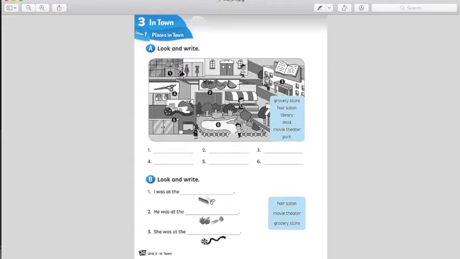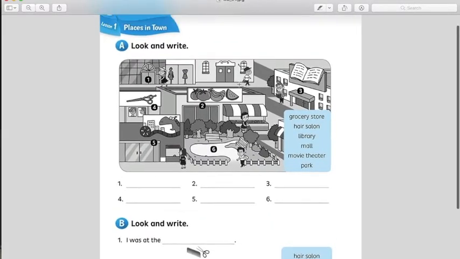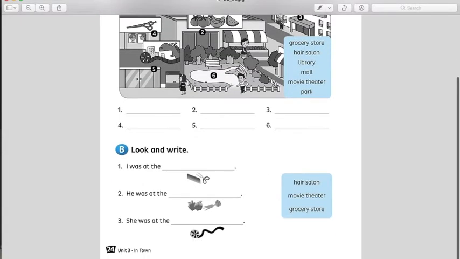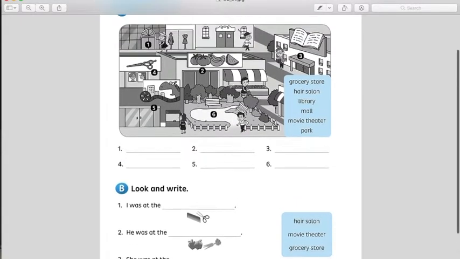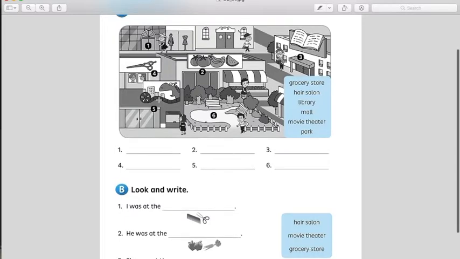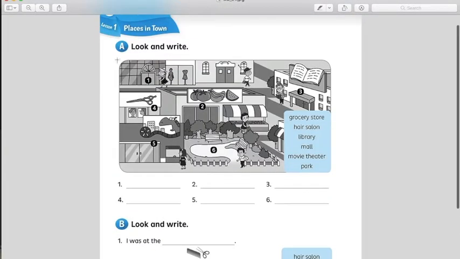Okay, here we are on page 24, Unit 3, In Town, Lesson 1, Places in Town. So this is what that page should look like. As you can see, we have our key terms here, and we have to go ahead and number all these places. Let's take a look at number 1.